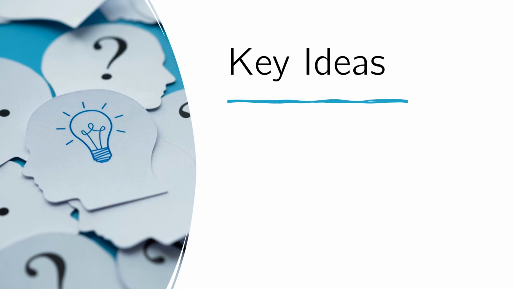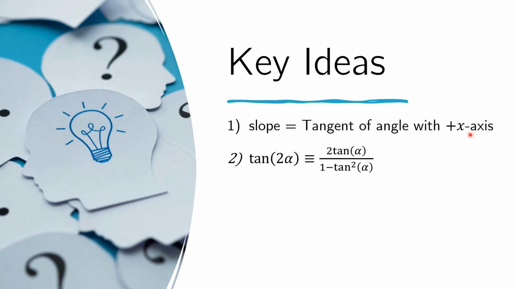There are three key ideas that might be useful in the solution. First is the idea that the slope of a line on the xy plane is equal to the tangent of the angle that the line makes with the x-axis. The second is that the tangent of 2 times an angle equals 2 times the tangent of the angle over 1 minus the tangent of the angle squared. This is an identity that's easily proven in trigonometry.